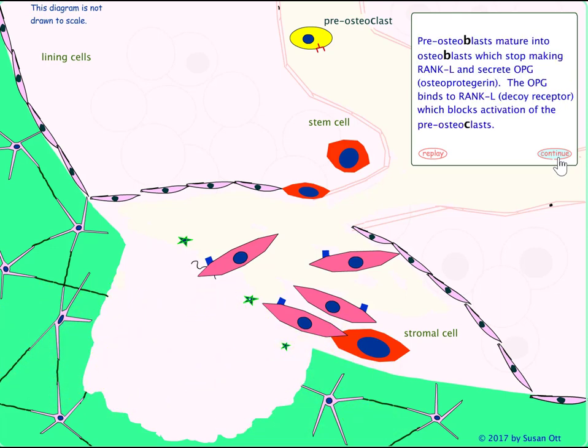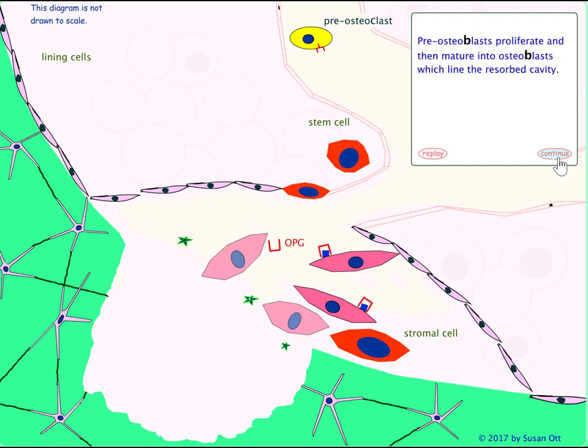Pre-osteoblasts mature into osteoblasts, which stop making RANKL and secrete OPG. The OPG binds to RANKL like a decoy receptor, which blocks activation of the pre-osteoclasts. Pre-osteoblasts proliferate and then mature into osteoblasts, which line the resorbed cavity.